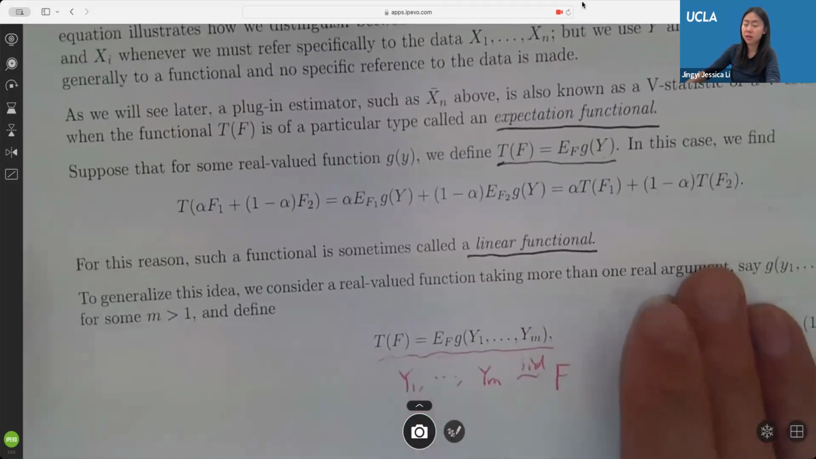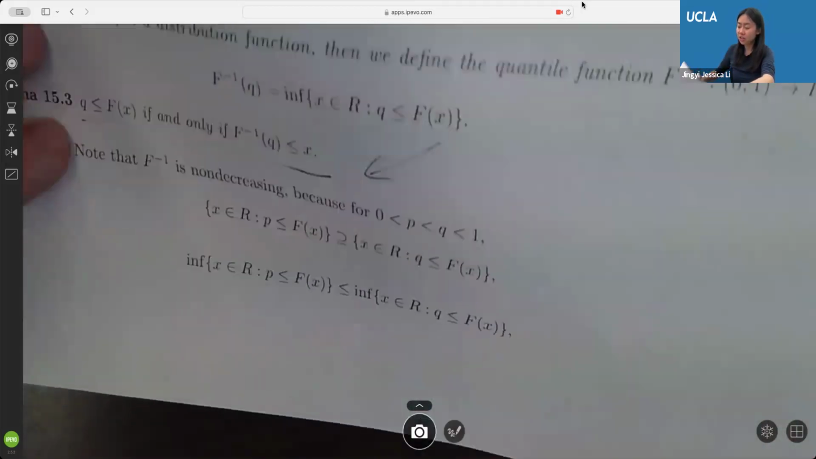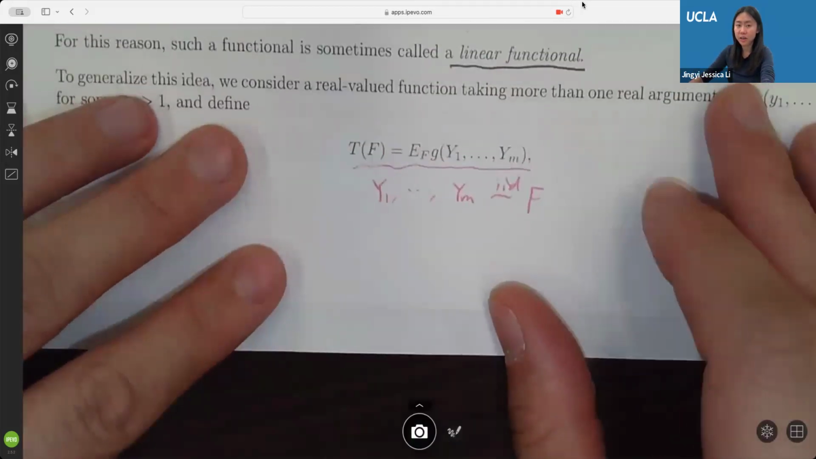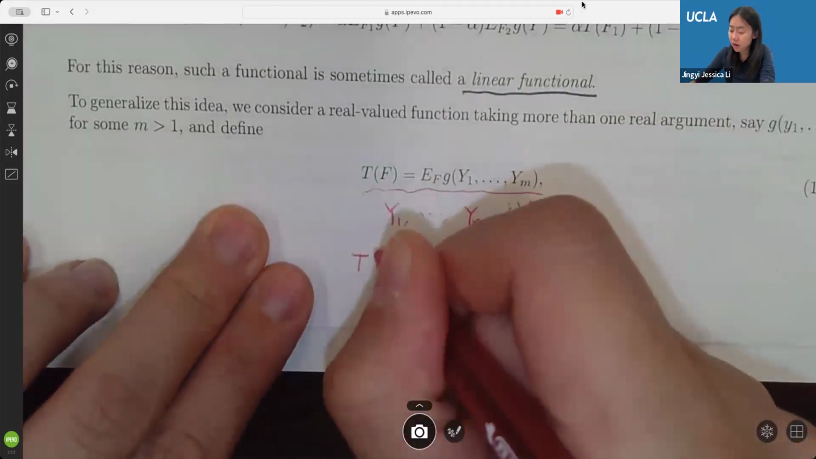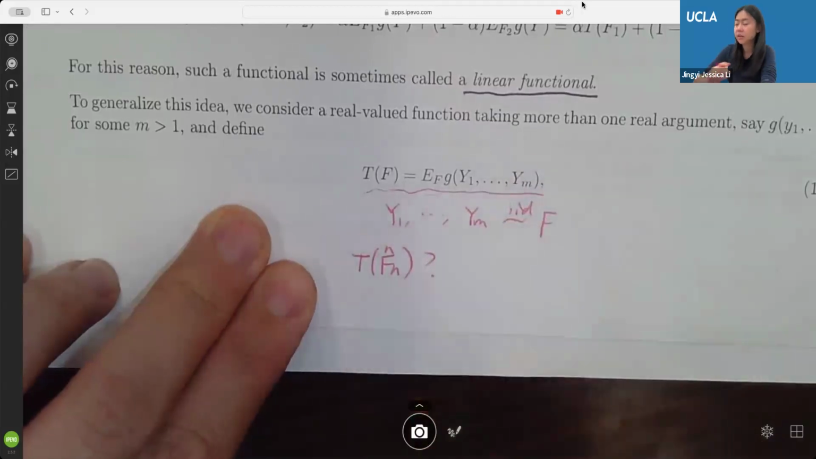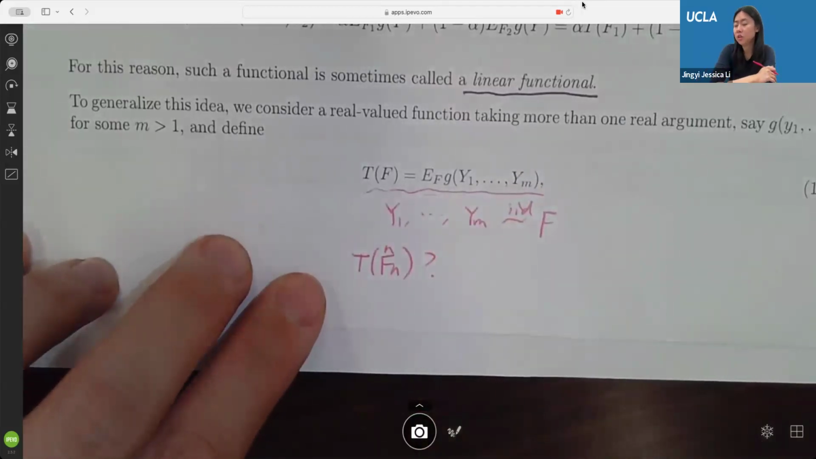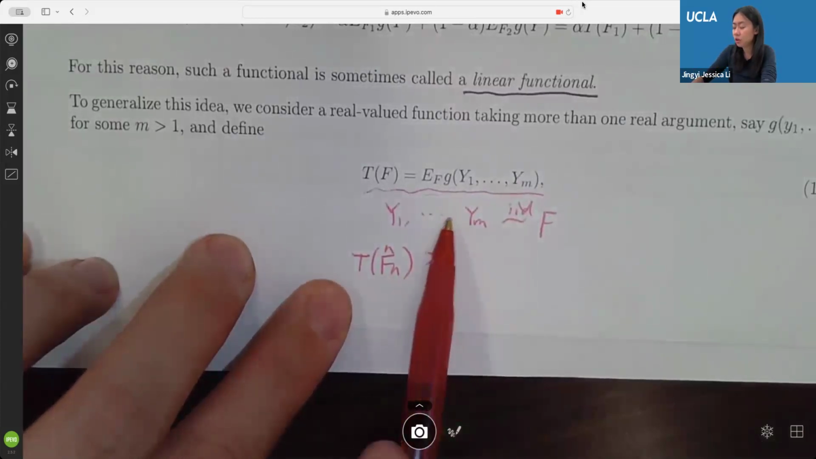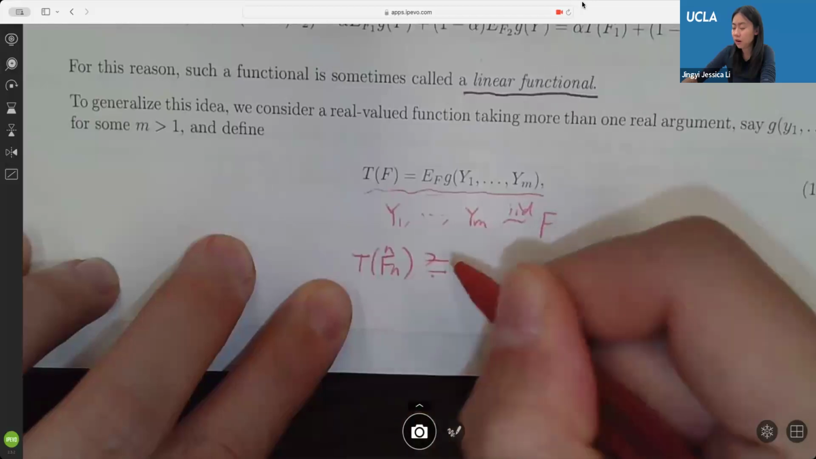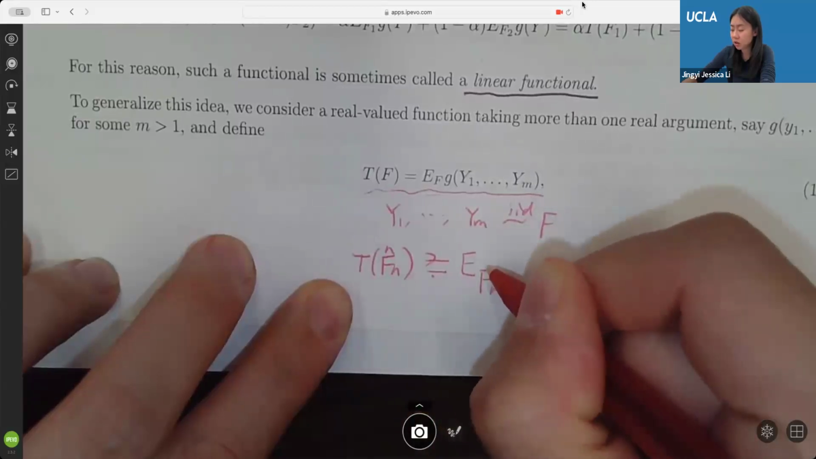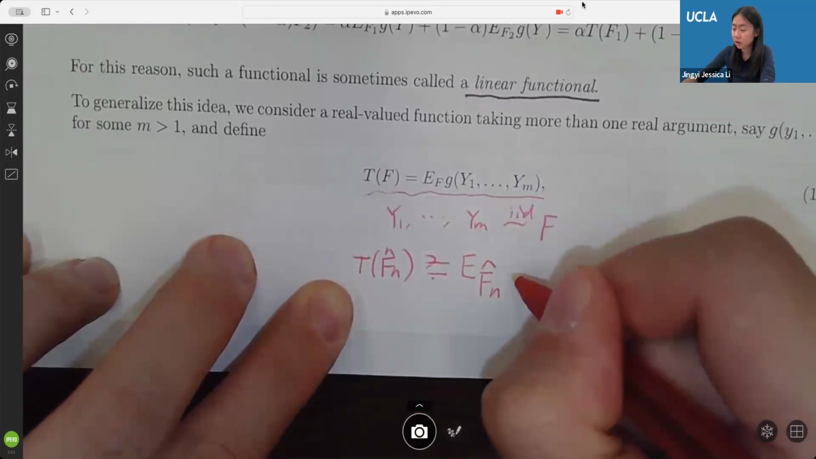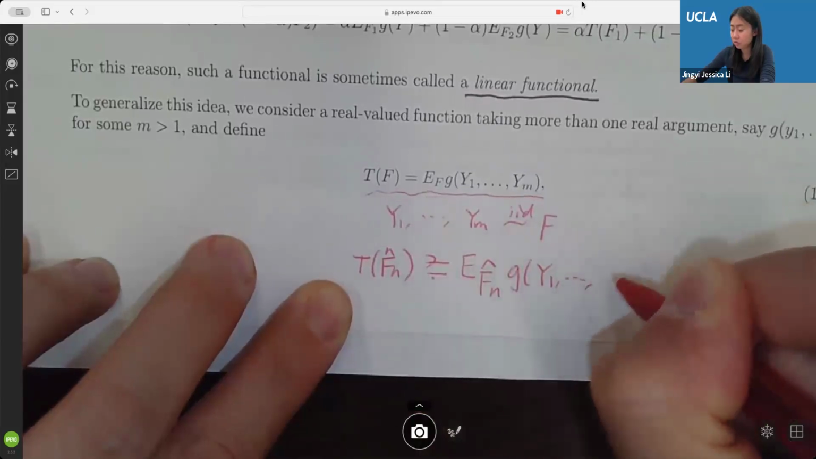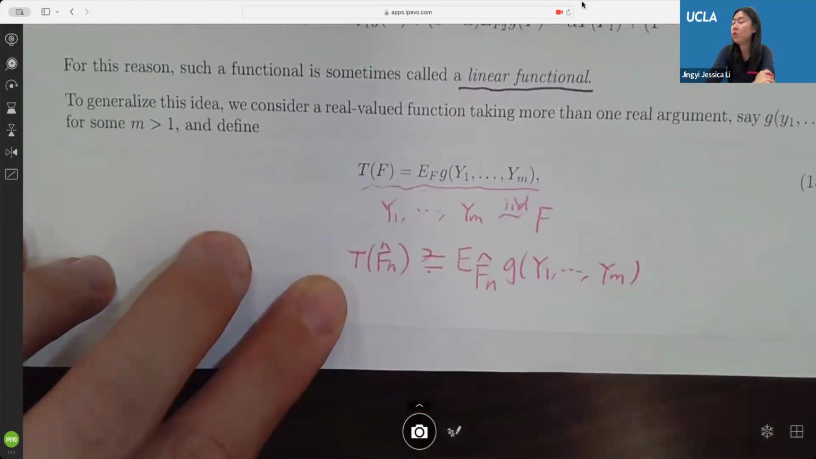Okay, so now the question is, how do we do plug-in, right? If this is your T(F), then what is T(F_n hat)? That's our next question. So in this case, you are going to get a distribution. So you're just trying to plug in. It will become this expectation under F_n hat of g(Y_1, ..., Y_m). Please note that Y_1 to Y_m are just notations to indicate that they are random variables.